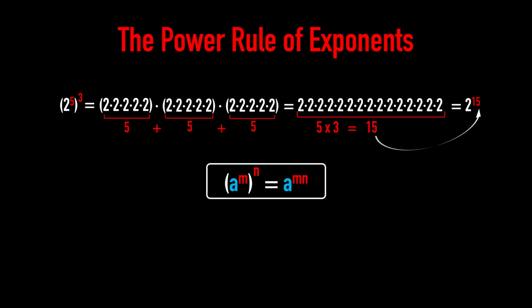Now let's look at some examples. 5 to the 4th raised to the 3rd power. We get 5 to the 4 times 3, which equals 5 to the 12th. Similarly, z to the 15th raised to the 2nd power equals z to the 15 times 2, which is z to the 30th. So far, so good, always better than before. The exponent is truly an innovation.